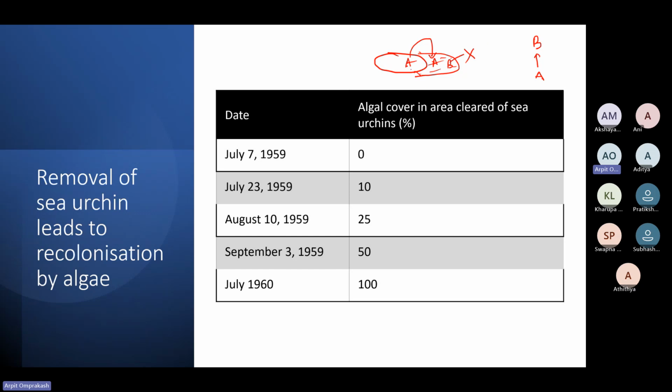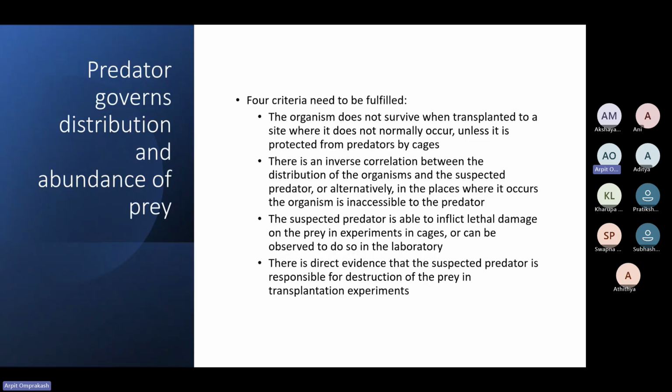So they remove the sea urchin and put the algae in that. Basically, the algae slowly grew over that area. They didn't need to put it there. But basically, the sea urchins are preventing the algae from growing there. So predators govern the distribution and abundance of their prey only if these four criteria are fulfilled. We can say that the distribution is controlled by the predator only if these four criteria are fulfilled.